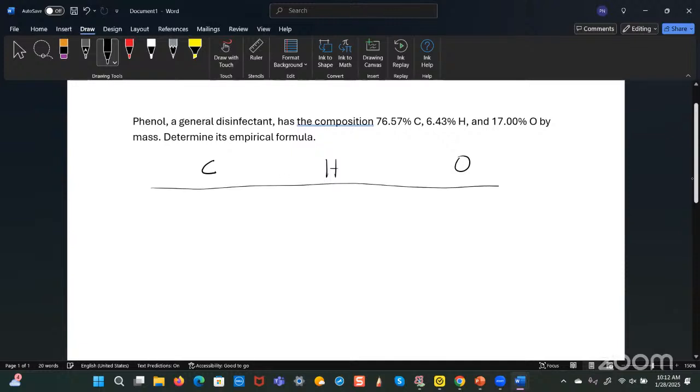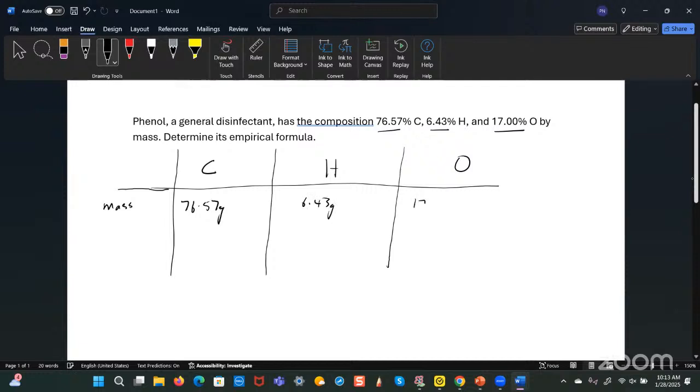Those are the three elements present. And as I said earlier, since we're given the percentage by mass data for each of the elements, I would assume 100 grams, right? I would assume that I'm working with 100 grams of substance, which means that the mass of each element will be reflected in these numbers, which are the percentage values. So therefore, this would be 76.57 grams, this would be 6.43 grams, and the last one will be 17.00 grams, right? So that's the first step.